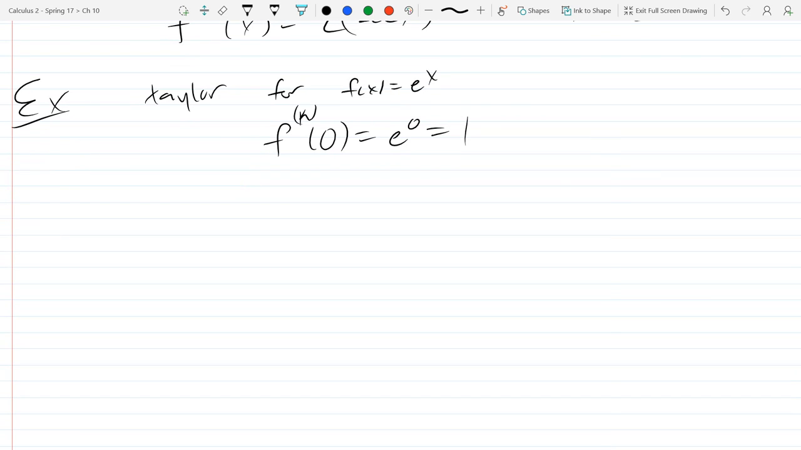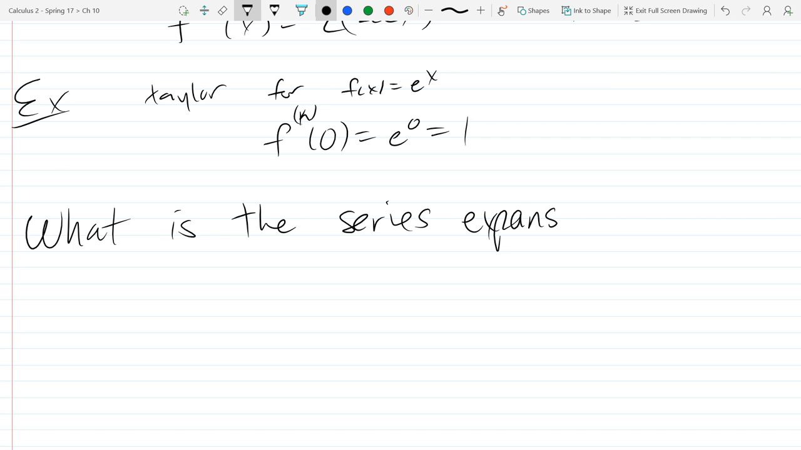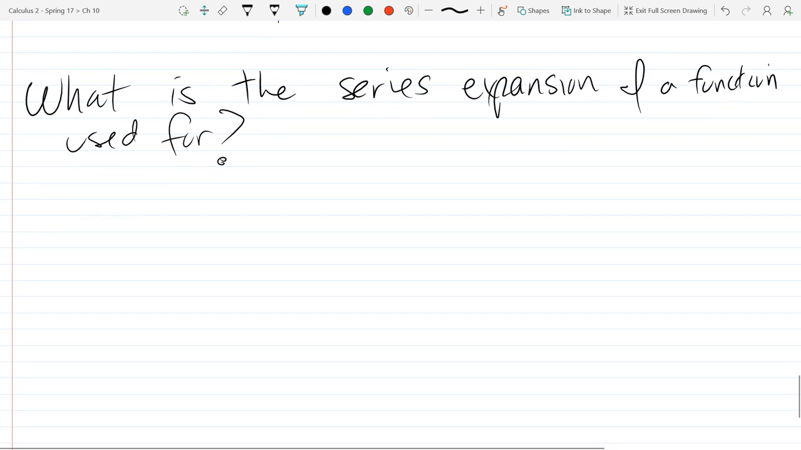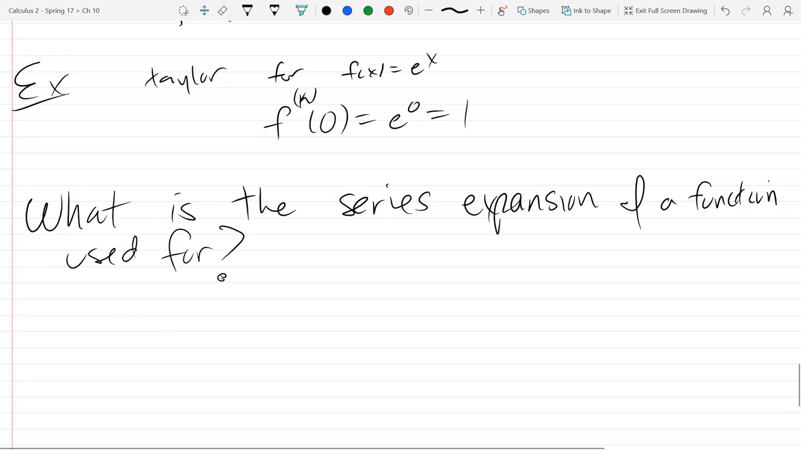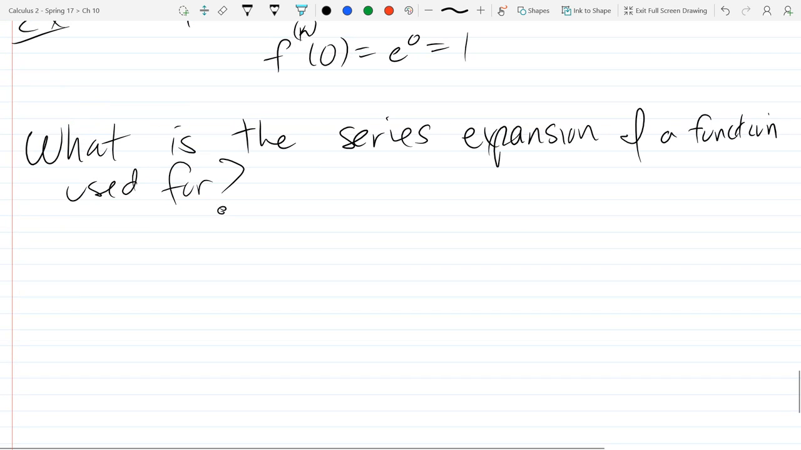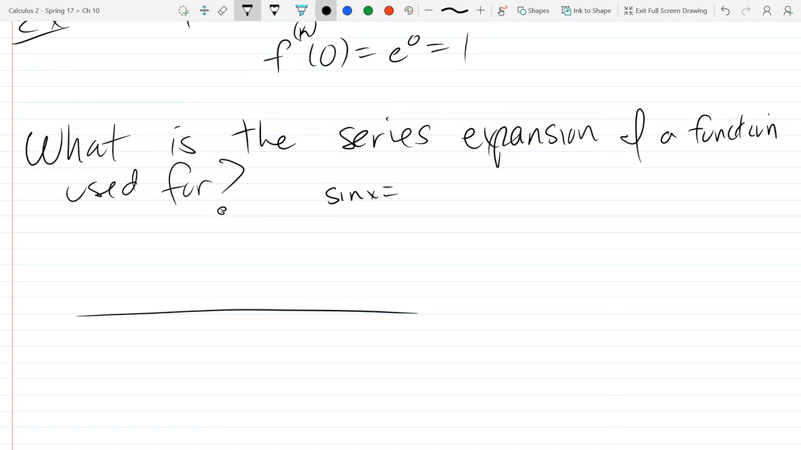So what in the world is a Taylor series? So we defined it, but what is it used for? So the short answer is approximation. So we just looked at sine. So let's look at sine x equals the summation. And I'm not going to go to infinity. I'll just go to some n value. Just negative 1 to the k, x to the 2k plus 1 over.